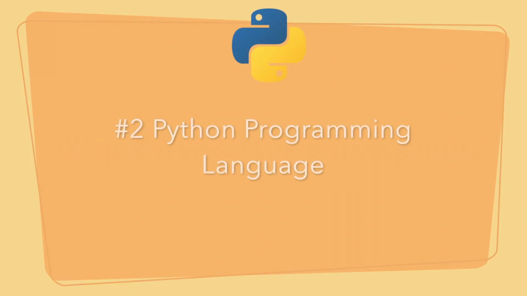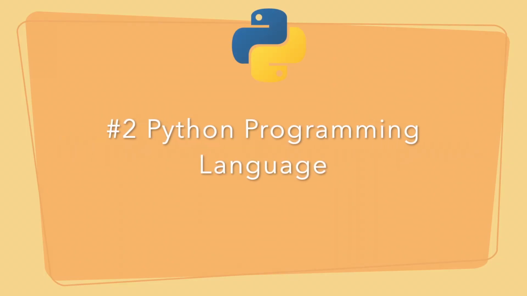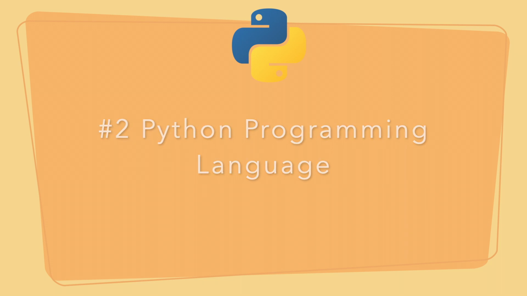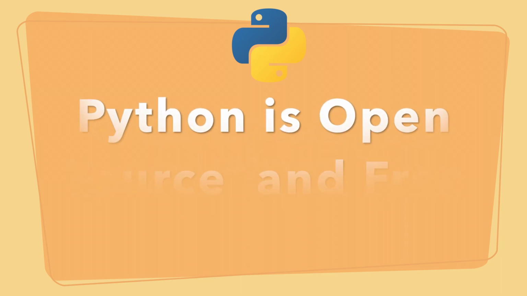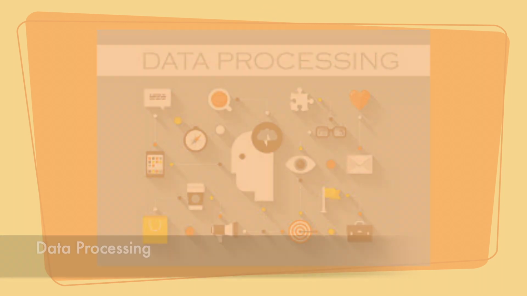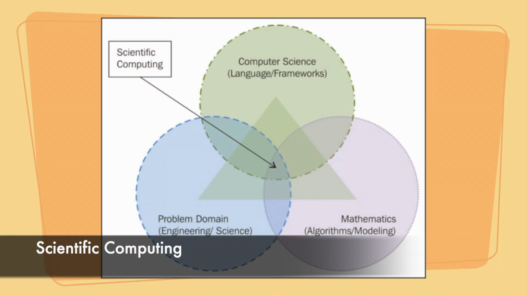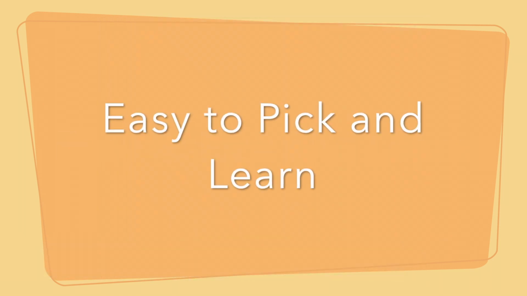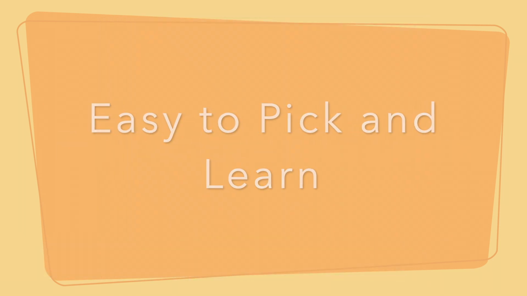The second language we are going to discuss is Python. Python is a completely free and open source language first appeared in 1990. It's mostly used for data processing, AI research, and scientific programming. Python is easy to pick up whether you are a first-time programmer or you are experienced with other languages.